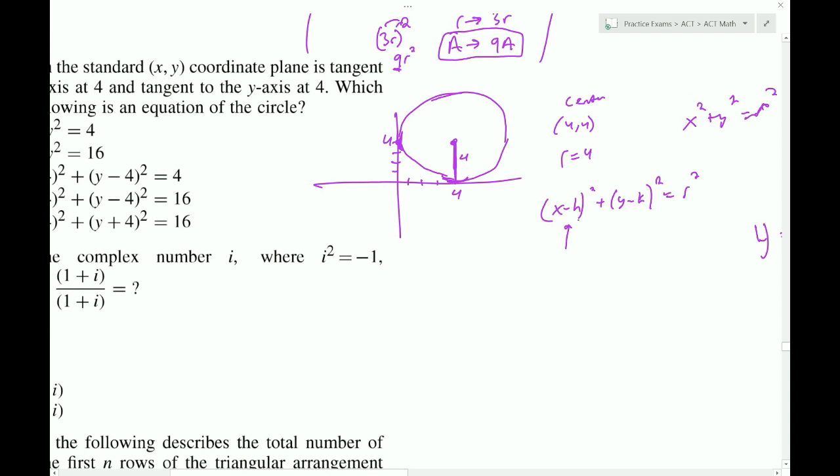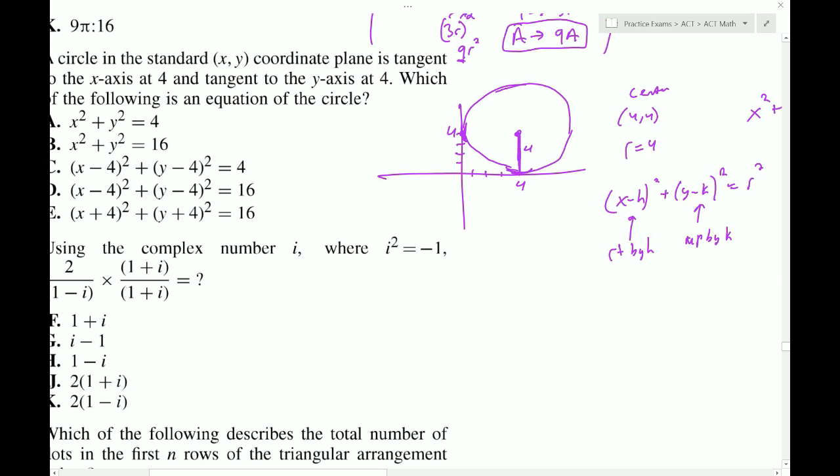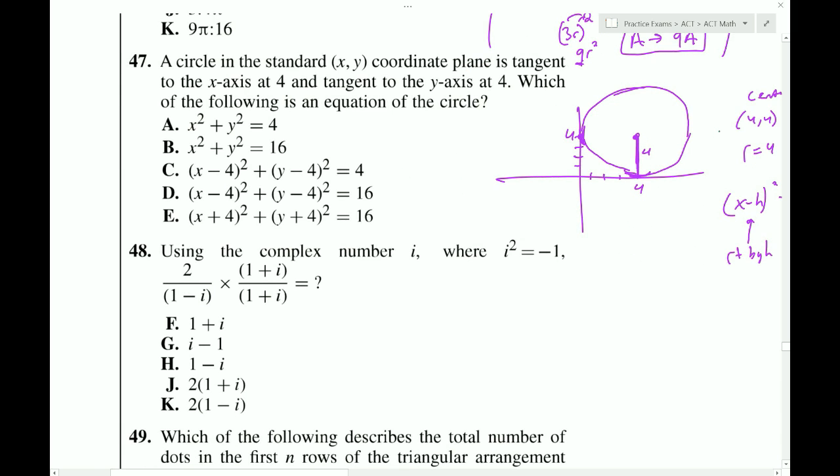So again, here this is a shift to the right by h, and here this is a shift up by k. Again, this is vertical since it's affecting y, and it's the opposite of what we think. Instead of being down, which we usually associate with minus, it's going to be up. So anyway, since the center is (4, 4), we're looking for minus 4, minus 4. So we're down to these two, and then we need r squared on this side. So it's going to be choice D.